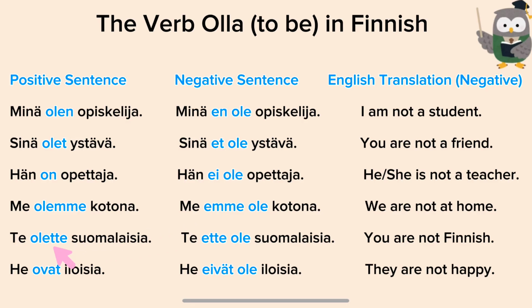Here's another. Te olette suomalaisia. You are Finnish. In the negative form, te ette ole suomalaisia. You are not Finnish. Ette is used here for the negative form. Finally, he ovat iloisia. They are happy. To make it negative, he eivät ole iloisia. They are not happy. For the plural form, we use eivät before the verb.